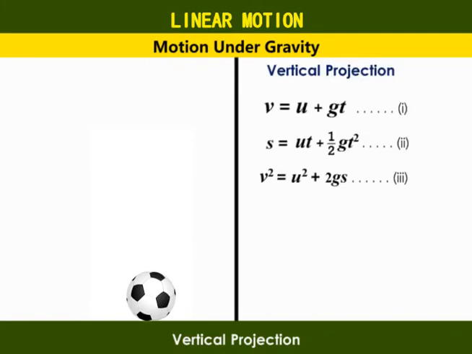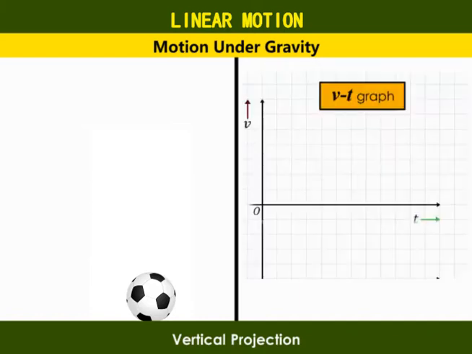So, if we assign the upward as negative, the equations of motion for a vertically projected object become: the first one, v is equal to u minus gt. The second one, s is equal to ut minus a half gt squared. And the third one, v squared is equal to u squared minus 2gs.